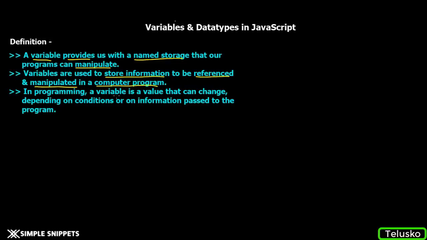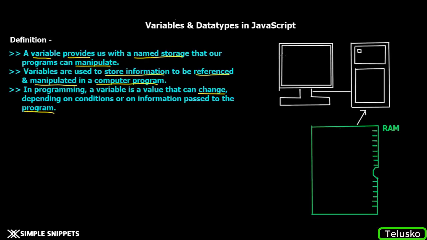And then, in programming, a variable is a value that can change. Hence actually the name variable. Variable basically means an entity that can vary or change, depending on the condition or the information passed to the program. After reading these 3 definitions, it sounds pretty complex, but of course it's a very easy concept, that is variables and data types. And if you're coming from any other programming language, pretty much the same concept is applied over here, with a little bit of difference. So for the absolute beginners, to give you context, let me give you a scenario.